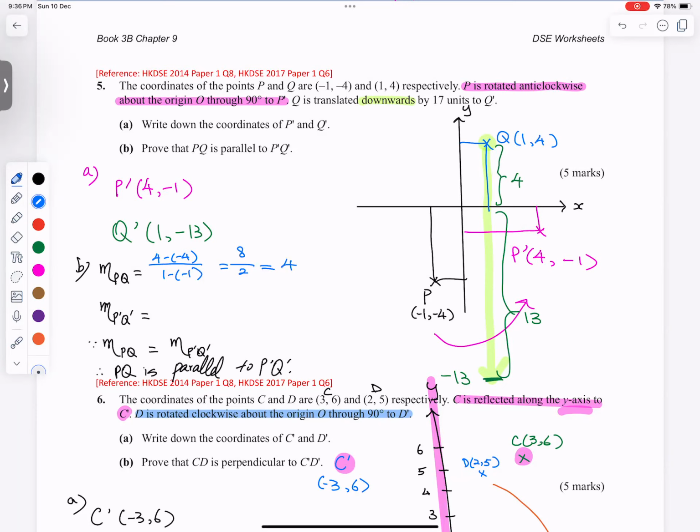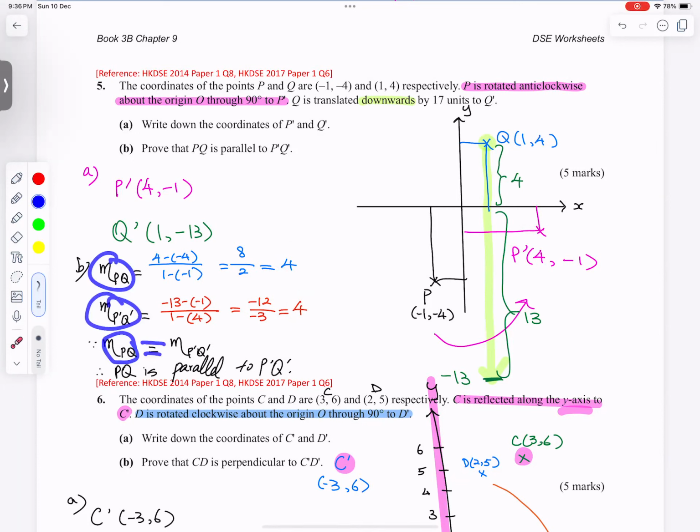And the same goes for the new P and new Q. The Y's minus the Y's over the X minus the X. So negative 12 over negative 3. Also 4. Luckily, they are the same. So you write, because this is the same as this, they both have 4, so this thing is parallel to this thing here. PQ is parallel to P dot Q dot.